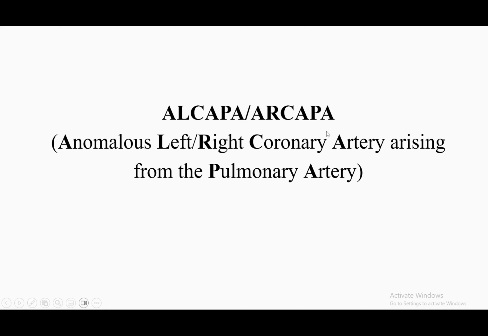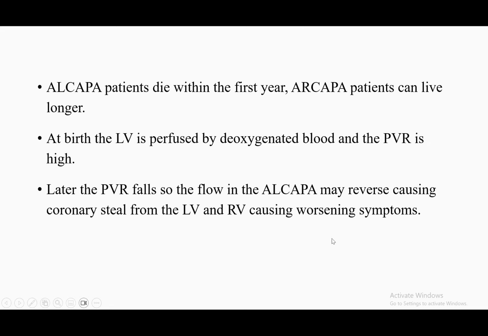Okay, we will talk about ALCAPA and ARCAPA. It is short for anomalous left or right coronary artery arising from the pulmonary artery. ALCAPA patients die within the first year. ARCAPA patients can live longer. At birth, the left ventricle is perfused by deoxygenated blood, and the pulmonary vascular resistance is high. So the problem here is the left ventricle is perfused by deoxygenated blood and under a lower pressure than the systemic. So the perfusion of the left ventricle is highly compromised in these cases.